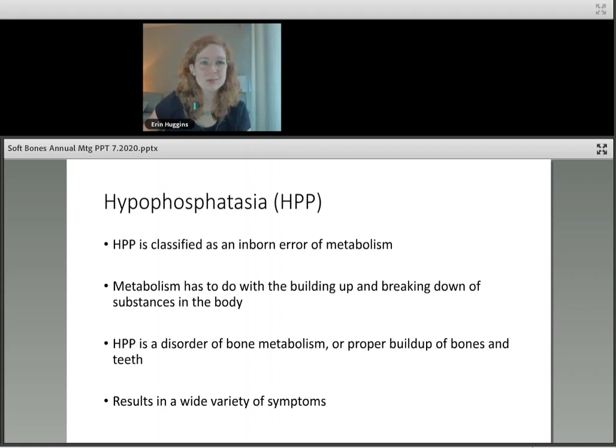As we're all aware, this results in a very wide variety of symptoms and severity and age of onset. So each person with HPP presents a little bit differently. If you've met one person with HPP, you've met one person with HPP, and their symptoms are very different across the age spectrum and across the lifespan as well.